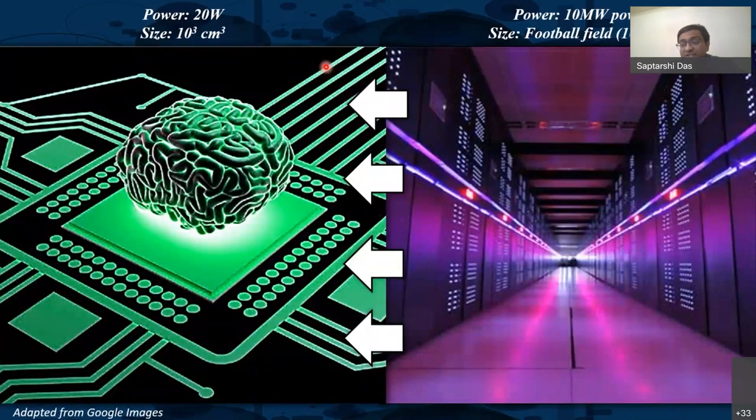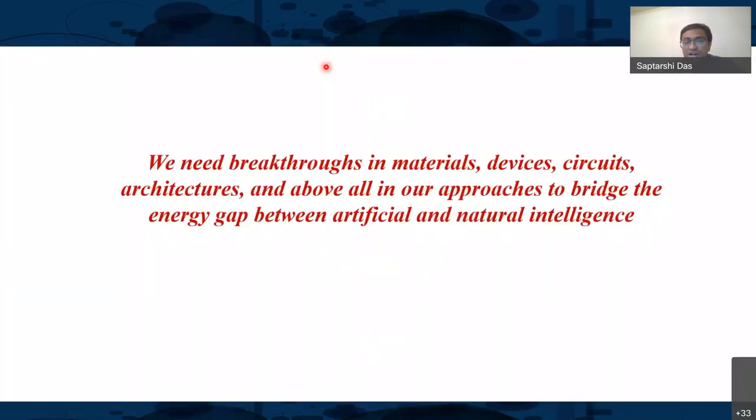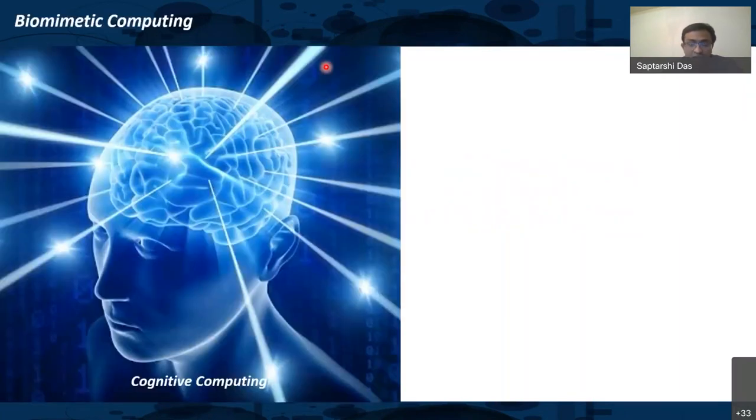Therefore, if you really want to bridge the gap between the computing power of the brain in terms of energy and area efficiency, we really need to start thinking about innovations. And the innovations have to start all the way from materials. Using these novel materials, we have to build innovative devices. And using those devices, we have to redesign our circuits and architecture in order to bridge this gap between artificial and natural intelligence.